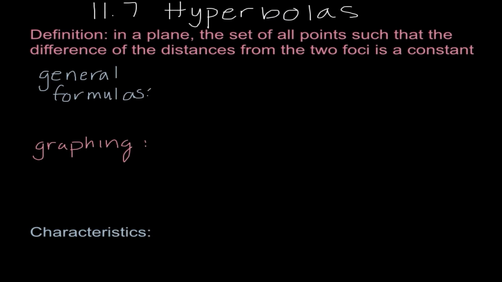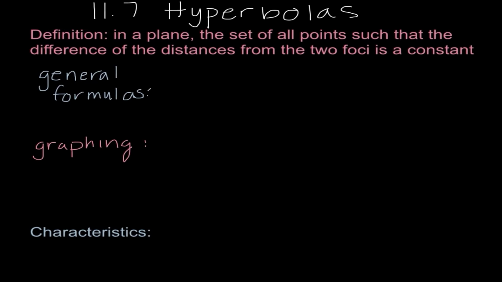So our definition for a hyperbola is, in a plane, the set of all points such that the difference of the distances from the two foci is a constant. So our key word here is difference, where you guys may notice this is very similar to an ellipse. The difference is in an ellipse it said sum.